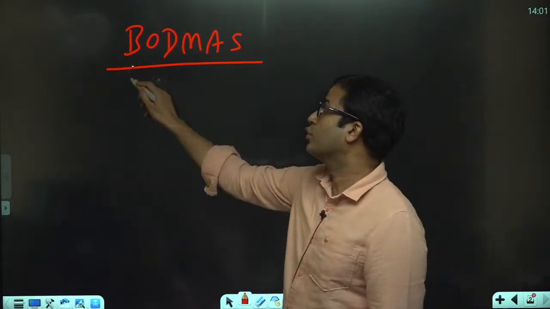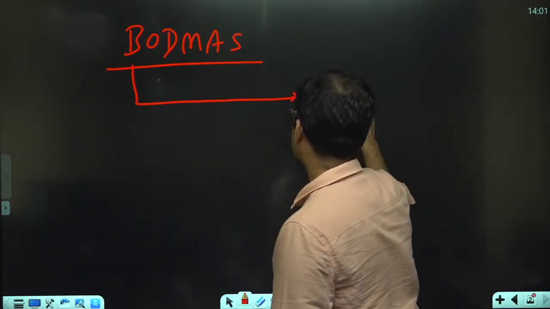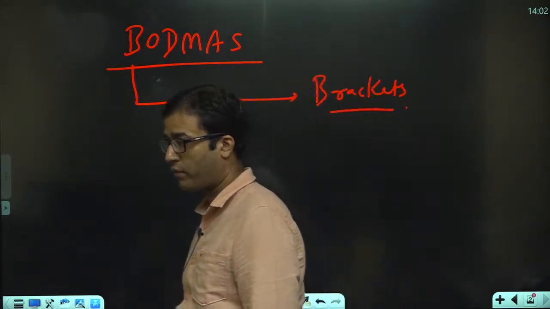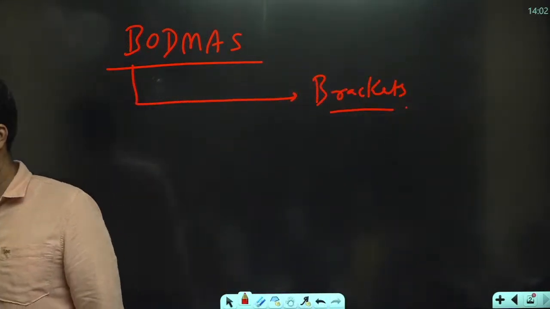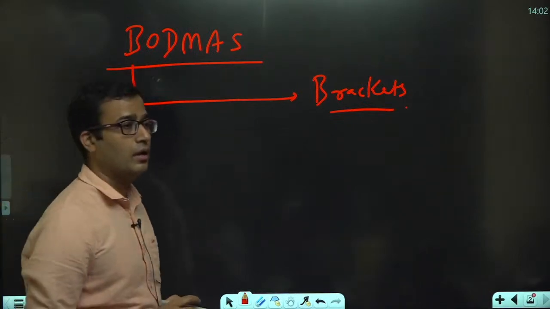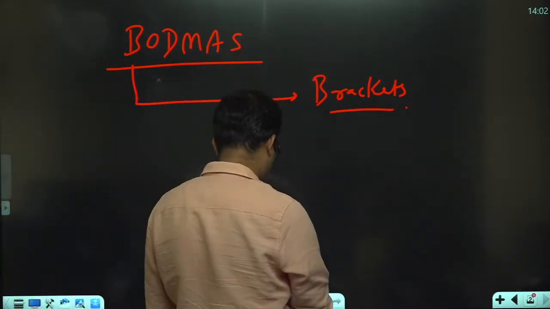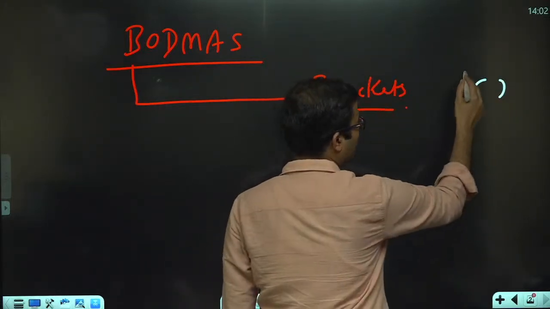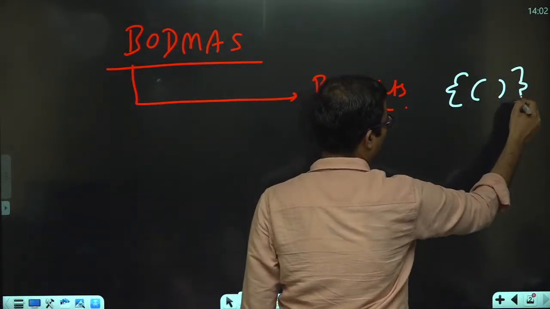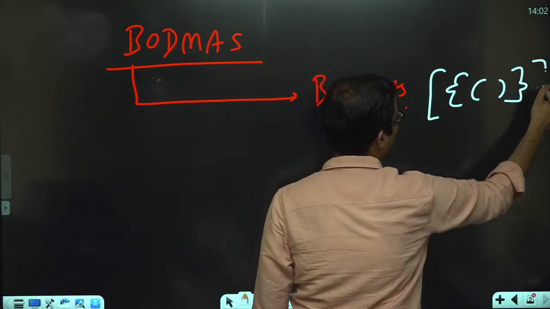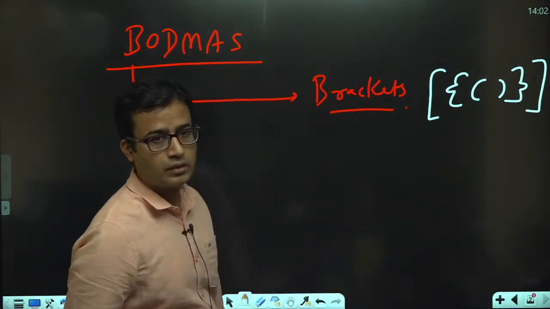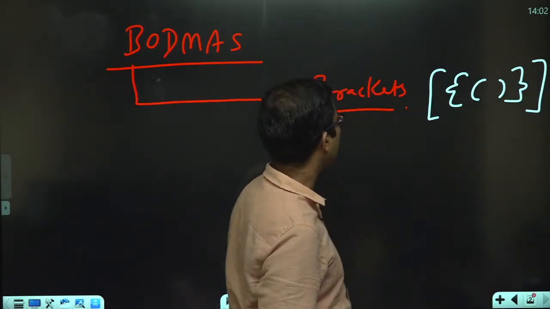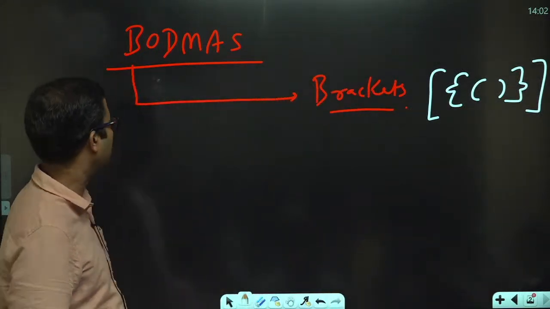Okay. So B stands for brackets. We have three types of bracket. This is called a small bracket, this is called a curly bracket, and this is called a big bracket or a square bracket. Small, curly, and here we have the big or square bracket.